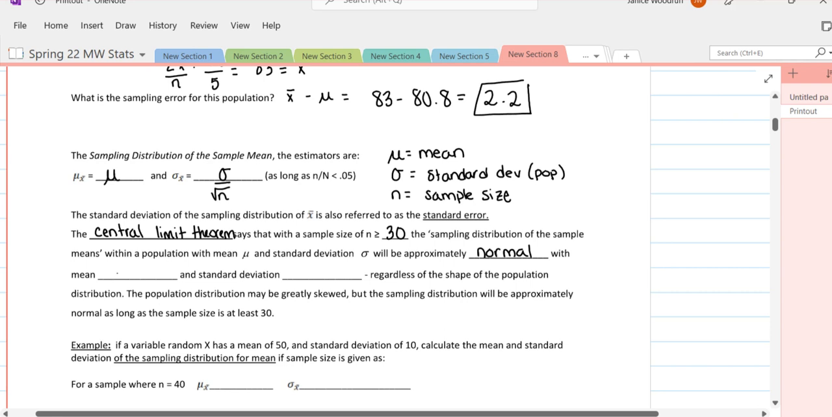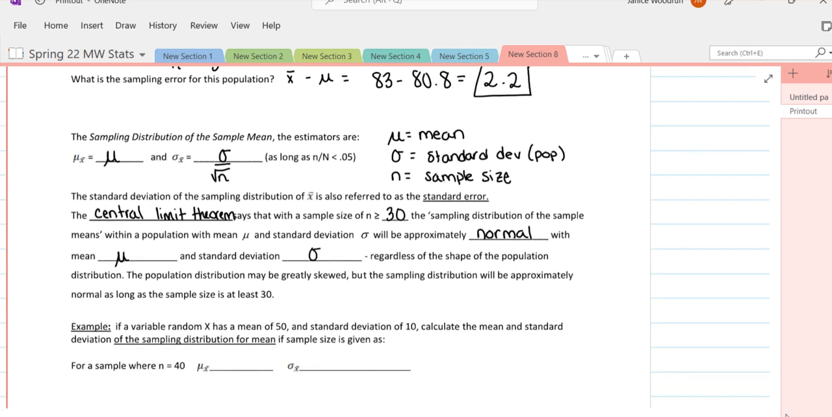Okay, with a mean mu and a standard deviation sigma, regardless of the shape, even though the population distribution may be greatly skewed, the sampling distribution will be approximately normal as long as the sample size is at least 30. So basically you're saying, okay, it's going to be valid. We could still do the calculations if it's smaller than 30, but it's not going to be statistically valid unless that sample size is at least 30.